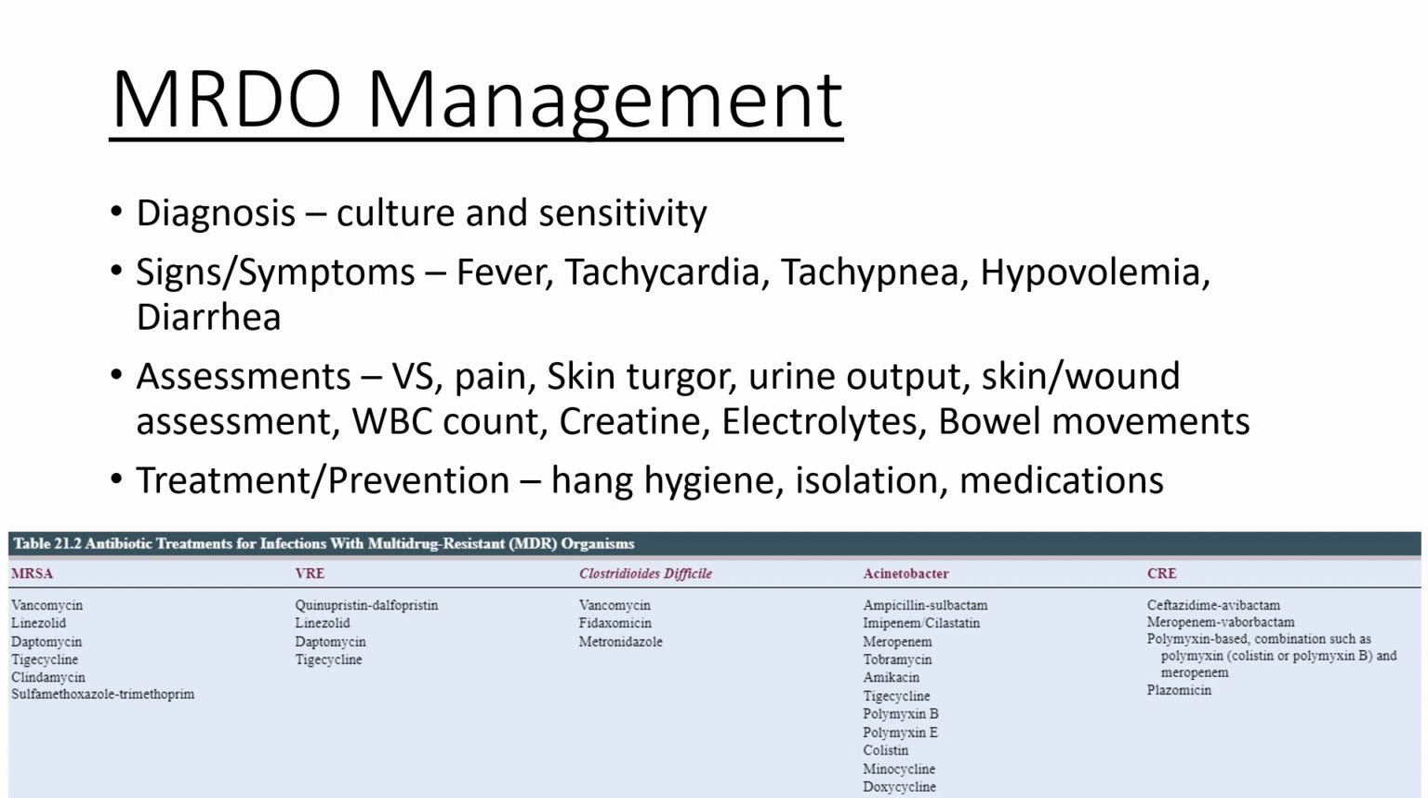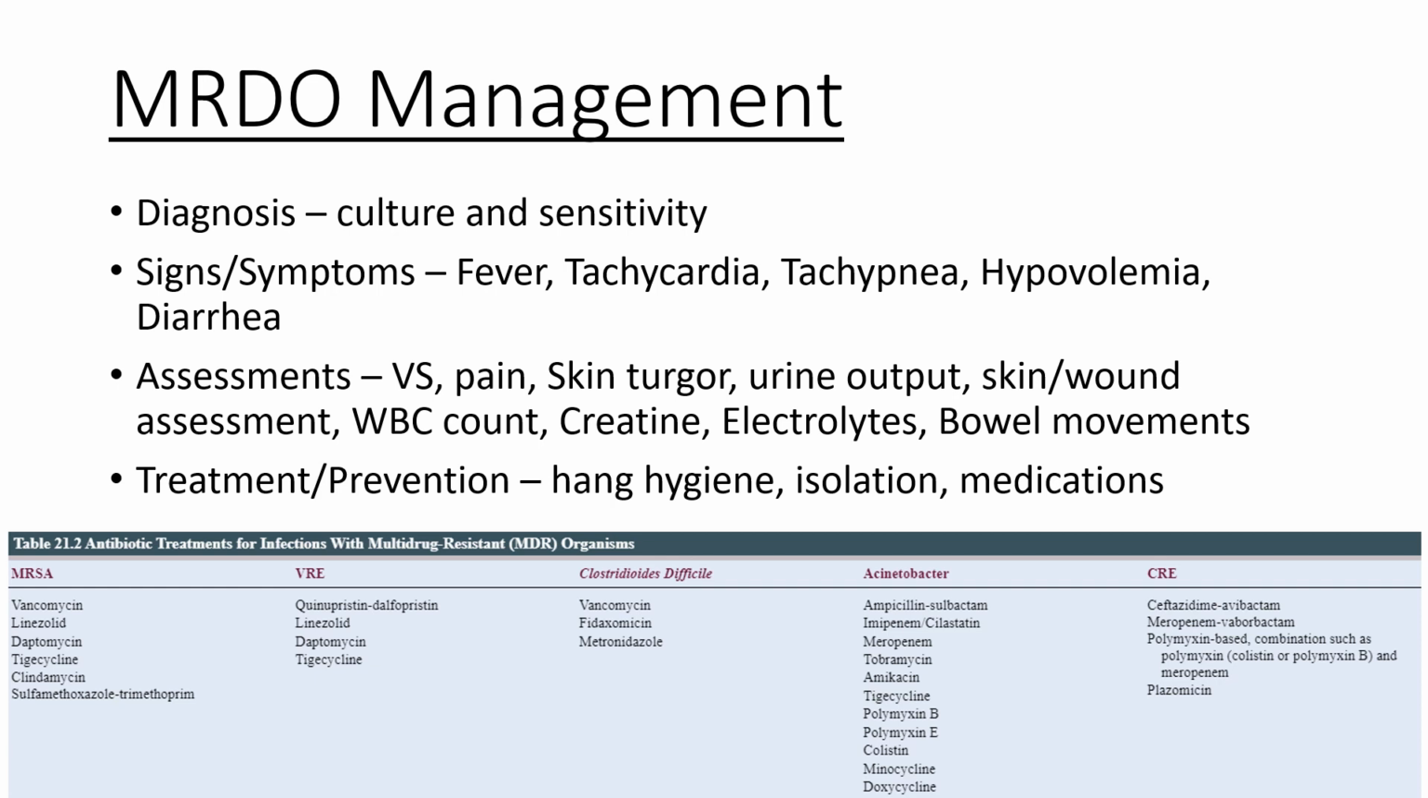You want to look at their vital signs. How's their pain? How's their skin turgor? Are they dehydrated? What's their urine output? If it's less than 30 mLs per hour, we have a problem. We want to check their skin, look for any wounds. What's their WBC count? Think back to your leukocytes and your lymphocytes. How's their creatinine? How's their BUN? What's their kidney function? Electrolytes? What are their bowel movements looking like?